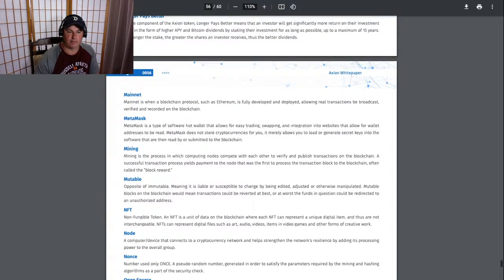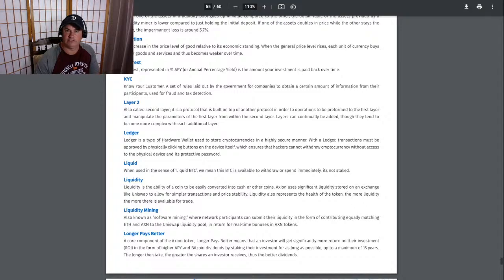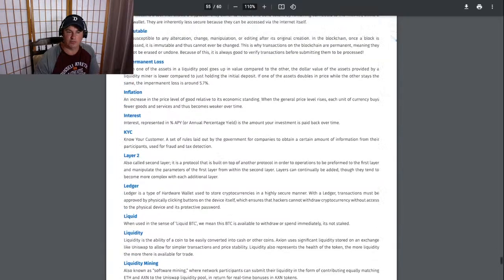What else have we got here? Longer pays better, obviously, is one of the key Axion terms. The core component of Axion's longer pays better means that an investor will get significantly more return on their investment, in the form of higher APY, or annual percentage yield, and Bitcoin dividends, by staking their investment for as long as possible, up to a maximum of 15 years. The longer the stake, the greater the shares an investor receives, thus the better the dividends. So that's very important for you to know.